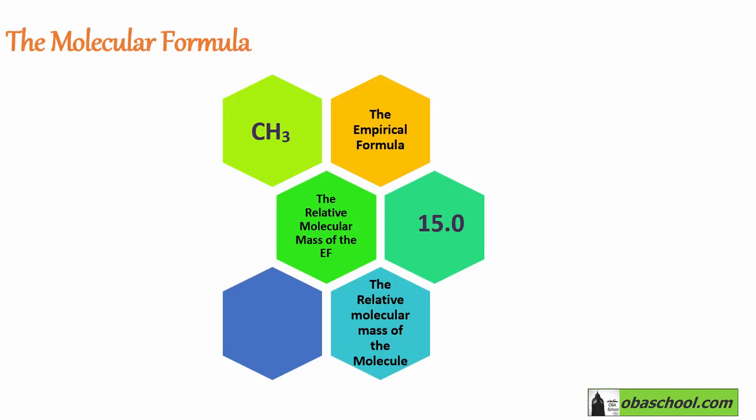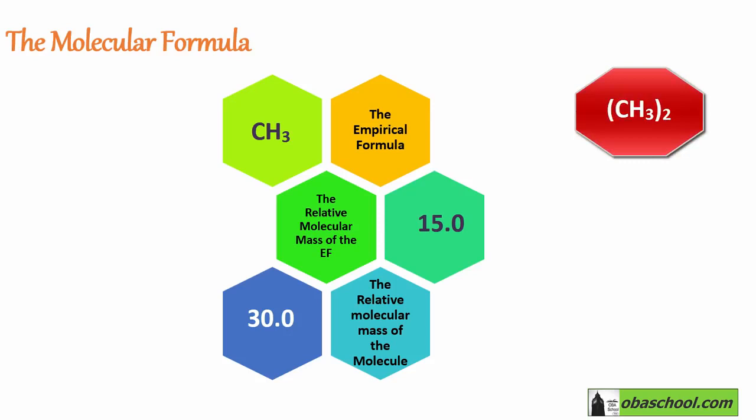The relative molecular mass of ethane is given to be 30.0, which is equivalent to 2 times 15.0, which means that there must be 2 units of the empirical formula in every molecule of ethane, and thus the molecular formula of ethane will be (CH3)2 or C2H6.